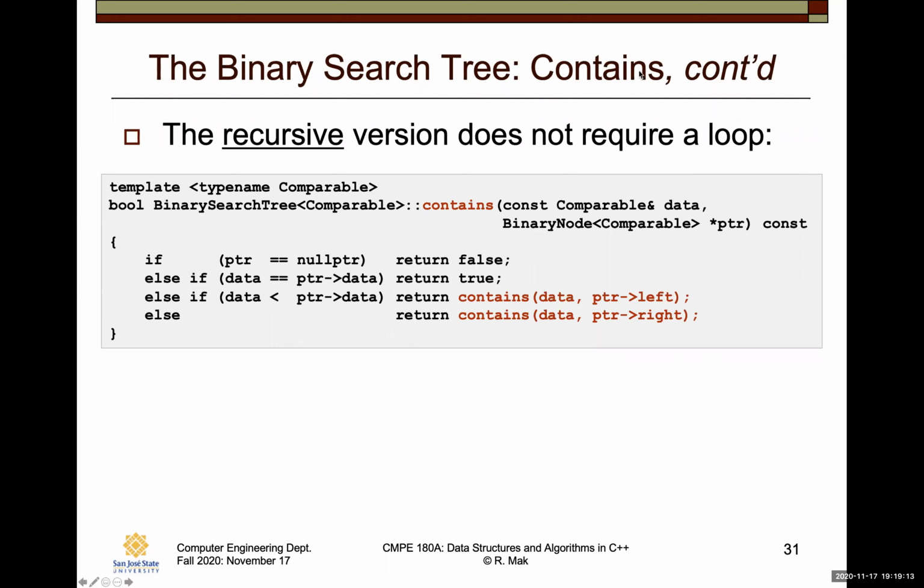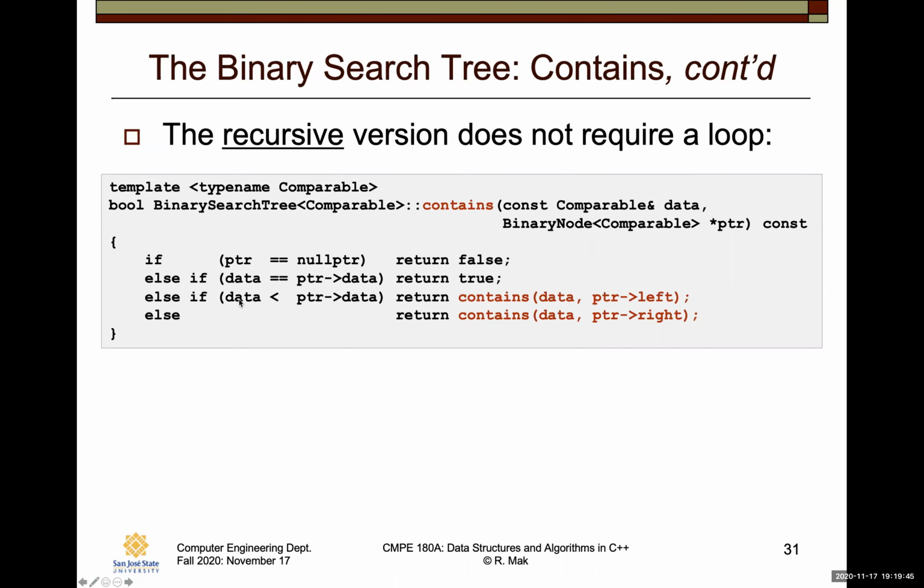All right, so if we encounter a null pointer, that means we've basically exhausted where that data item can be, and so we return false, saying that the value we're looking for is not in the tree. If we actually find the data value, then we return true, saying that yes, indeed, the data value is in the tree.